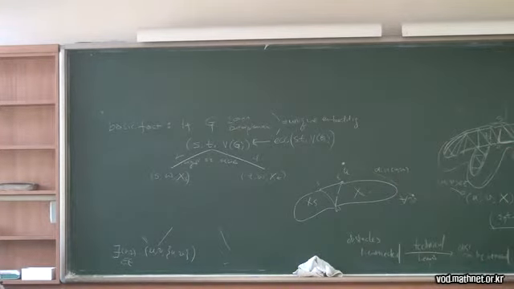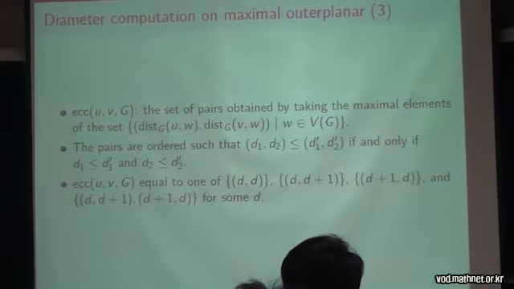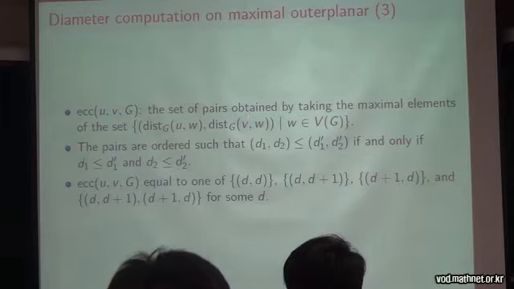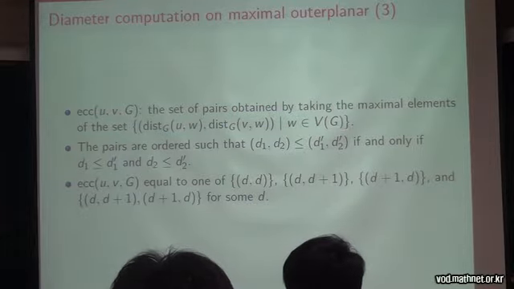So what is ECC? For every pair of vertices u and v, it is a set of pairs obtained by taking the maximal elements of the following set. For every vertex w in the vertex set of G, I take the distance between u and w and between v and w, so you can have as many such pairs as the number of vertices in V of G. But among these pairs, I take only the maximal elements.